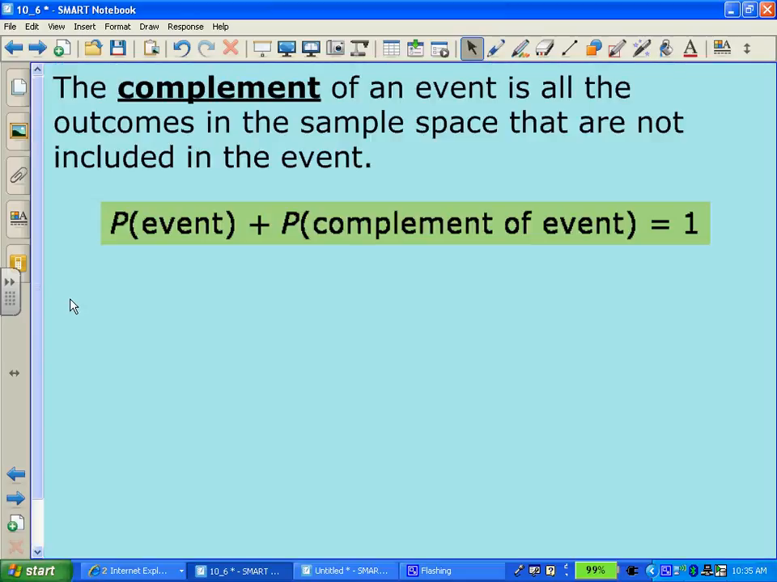This is also sometimes called the complement. The complement of an event is the outcomes that are not part of the event. So the probability of the event plus the probability of the complement of the event is 1. That's essentially what the previous slide just said, just with fancy math words instead.